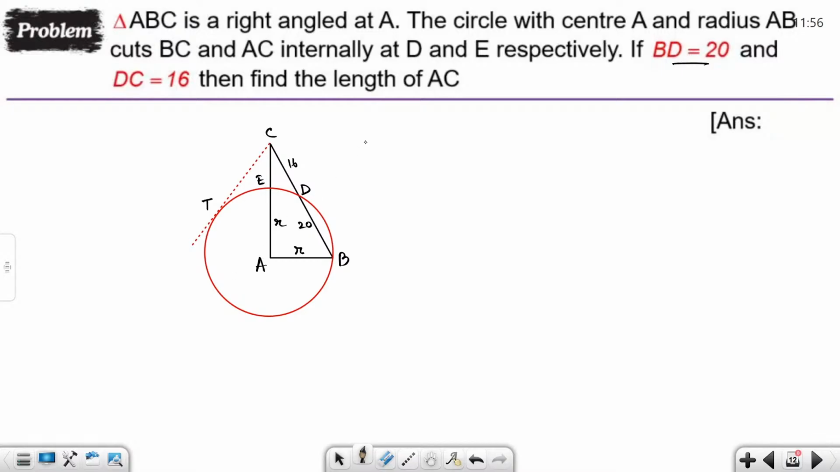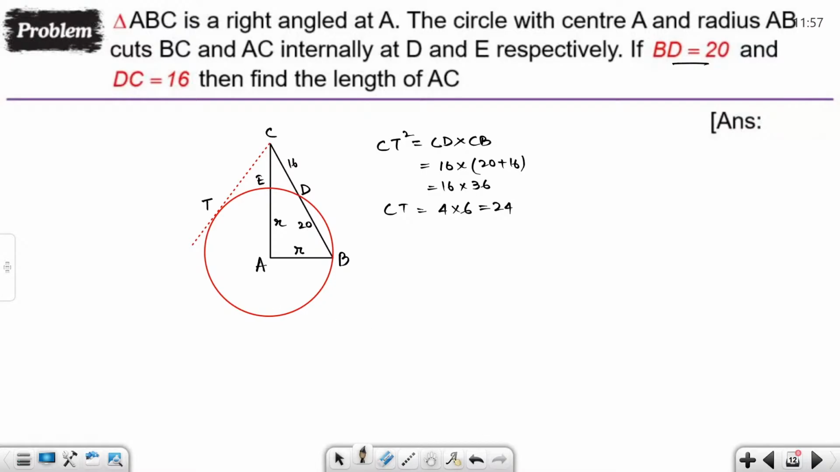So here we can write that, by using the tangent secant formula, CT square equals CD into CB. So that gives us 16 into CB, which will be 20 plus 16. So that gives us 16 into 36, right? So your CT is coming to 4 into 6, that is 24. Am I correct? So the length of the tangent drawn from point C to the circle is 24.